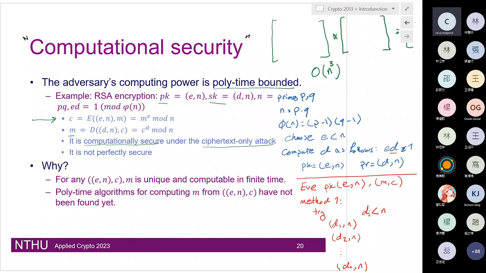The reason we say that eventually the adversary can break it is that, looking at the equations in RSA, when we fix the public key and you have the ciphertext C, there is only one M that would satisfy that equation. And it is computable in finite time. It is finite because, going back to computational complexity, if you write it on a Turing machine, the algorithm would halt and output the result, D, the secret key.